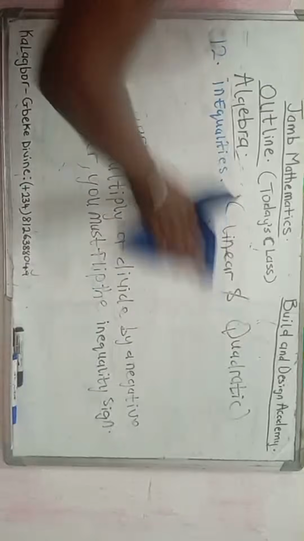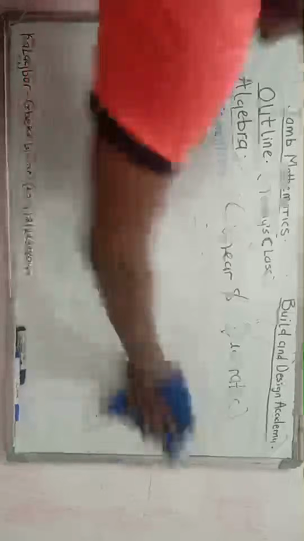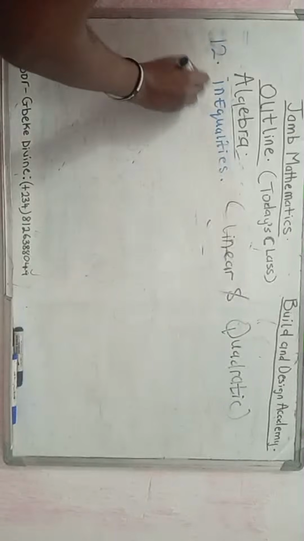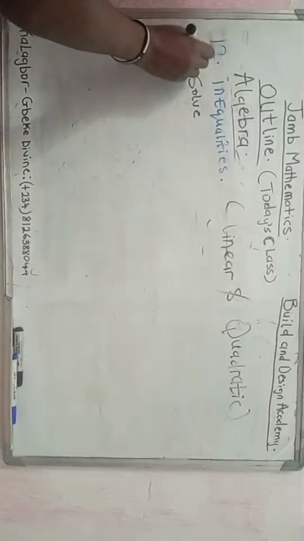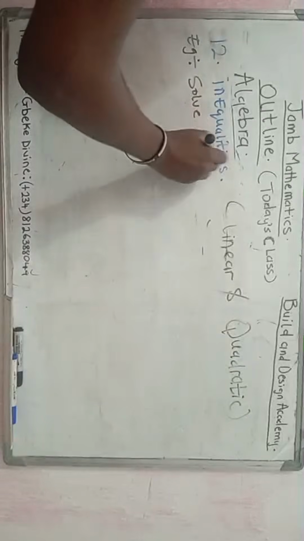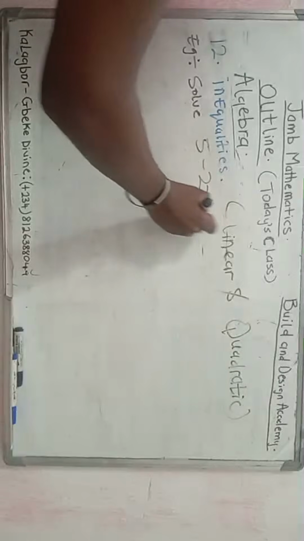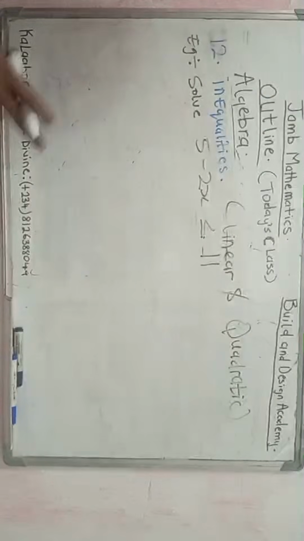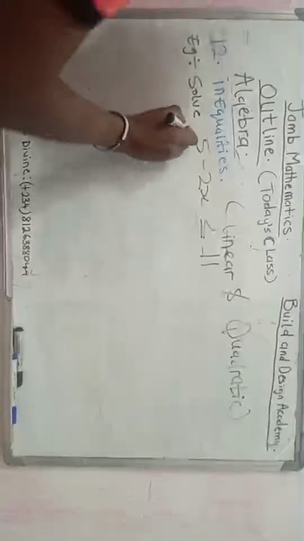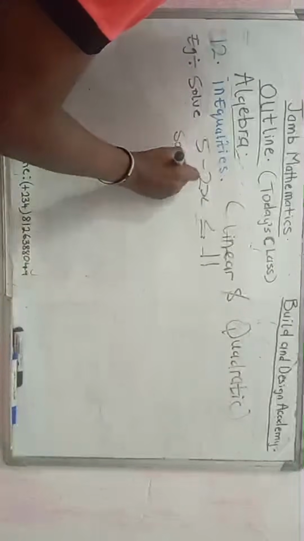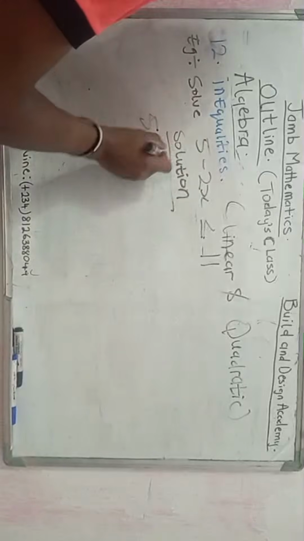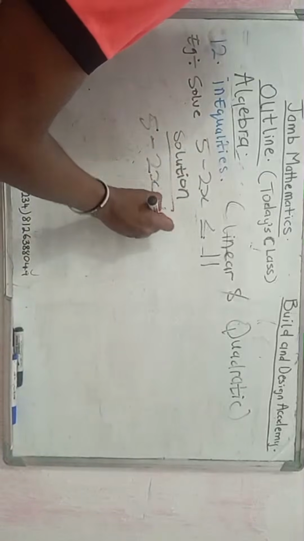Let's solve an example. So we'll solve 5 minus 2x is less than or equal to 11. Now, since you are solving exactly like a quadratic equation, our solution will look like this. Solution: 5 minus 2x less than or equal to 11.